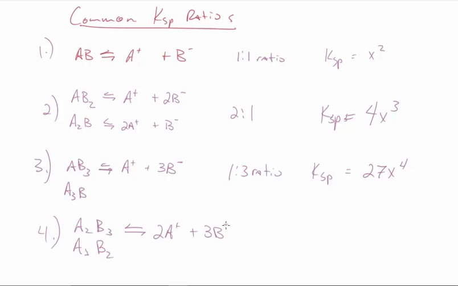Okay, and then my last example, I'm looking where I've got a 2-to-3 ratio, right, and my KSP value in this is equal to 108x to the 5th. And again, that's all day long. I encourage you to write that second dissociation reaction. I encourage you to set up the quack table to actually show yourself and prove to yourself that this is going to equal out to 108x to the 5th, all right?